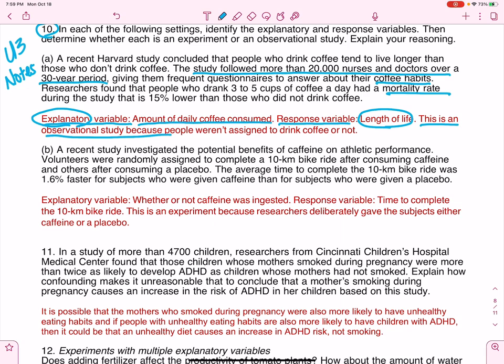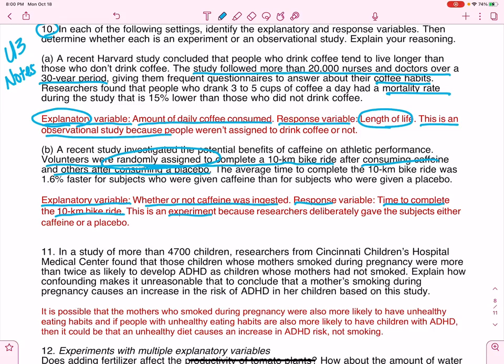So for part B, same kind of situation, we've got to look at the explanatory variable. In this particular problem, volunteers, we're told, are randomly assigned to complete a bike ride after consuming caffeine or after a placebo. So for this, the explanatory variable is whether or not they had caffeine, and the response variable is going to be how long it takes them to complete their bike ride. This is an experiment. Why? Because volunteers were randomly assigned to complete this bike ride after consuming caffeine or not. That's how you can tell it's an experiment.